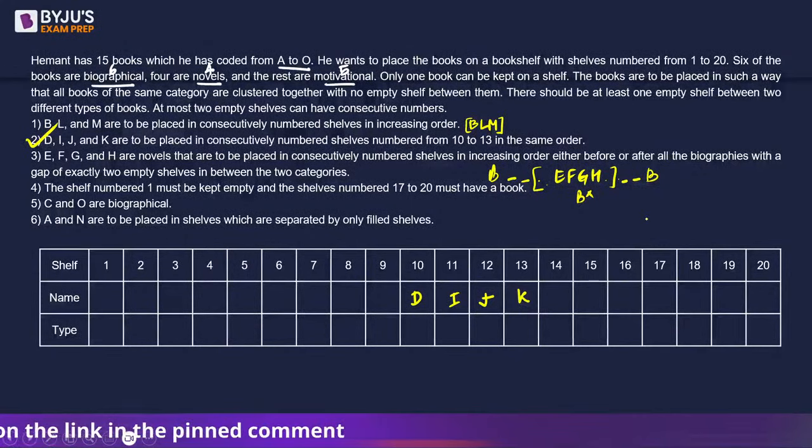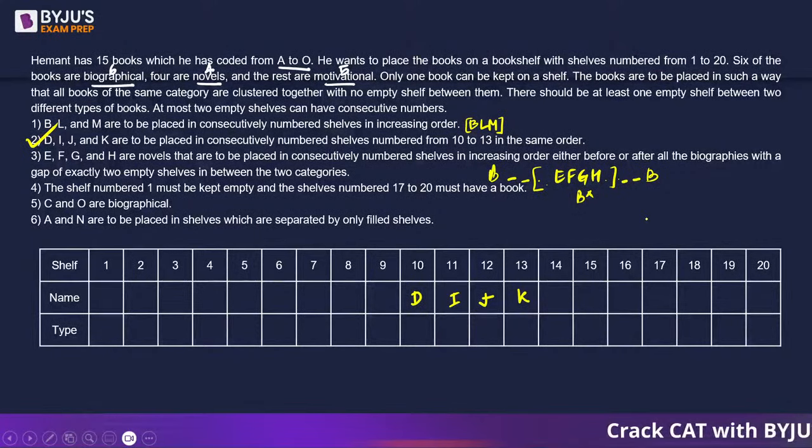Right? So we can say that either the biography one is at the beginning, it can be at the middle, it can be at the end. Right? So third we have not yet placed. I'm not going to tick that.